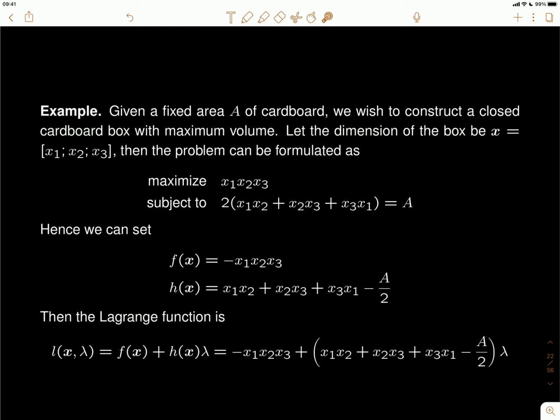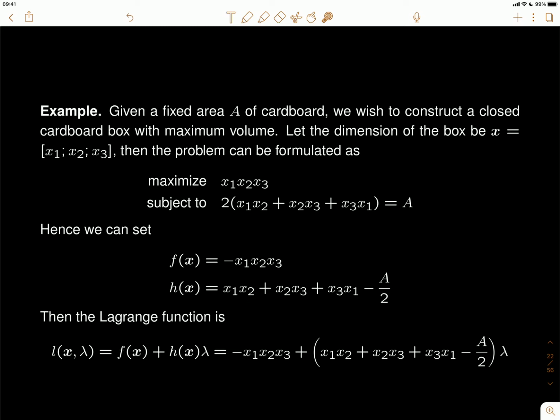We have three numbers, x1, x2, x3, to find. And we want to maximize the product of them subject to this constraint. So apparently, the f is the negative of this because we're trying to change this to minimize. So we put a negative here. So the f of x is minus this. And the h of x, since we only have one constraint, is just a scalar-valued function. We can divide both sides by 2 and move the A over 2 to the left. So we want this to be equal to 0, right? So the h of x is this.